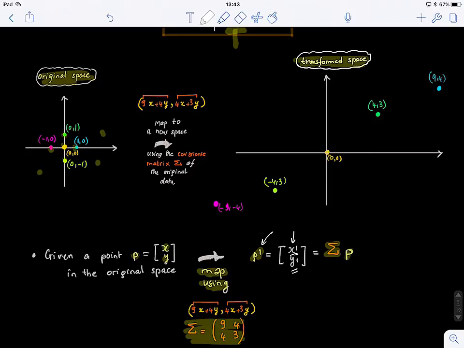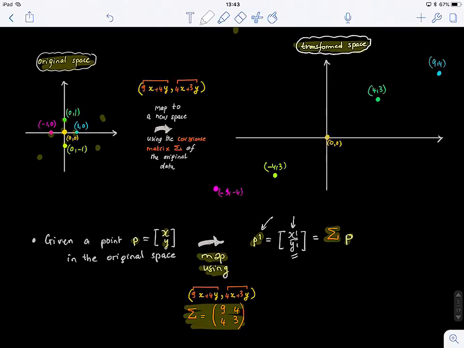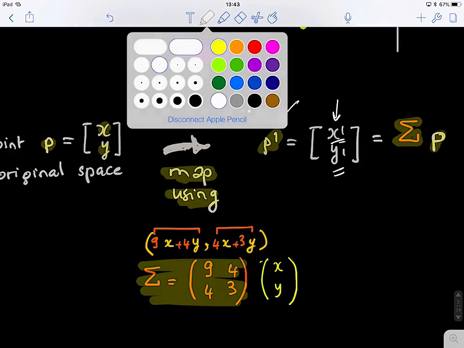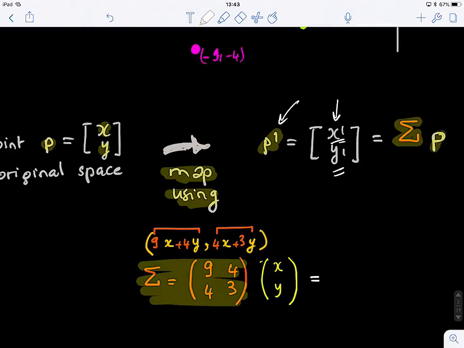So for example, how do we find this? Let's say this is my sigma, and I have my vector, my point x, y. The linear transformation will be defined as you can see: the first coordinate is 9x plus 4y, and the second coordinate gets mapped to 4x plus 3y. So this is the mapping function.